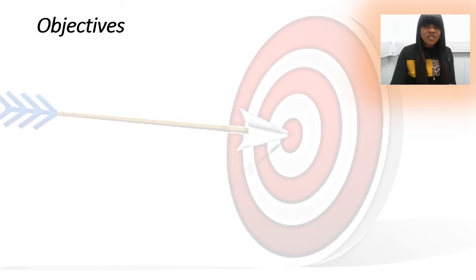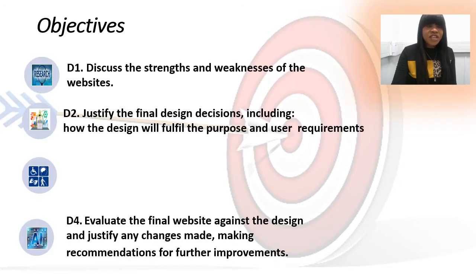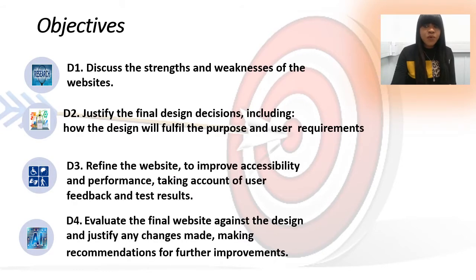So in this section, we're just going to go through the objectives that we will be covering for both videos. The first one we'll be covering is discuss the strengths and weaknesses of the website. And the second one we'll be covering, and that's the final one for this video, is to justify the final design decisions, including how the design will fulfill the purpose and user requirements. D3 and D4 we will be covering in our next video.